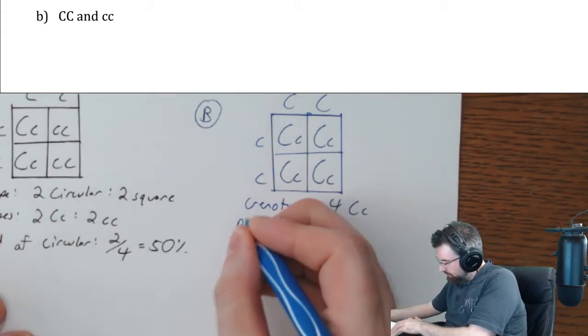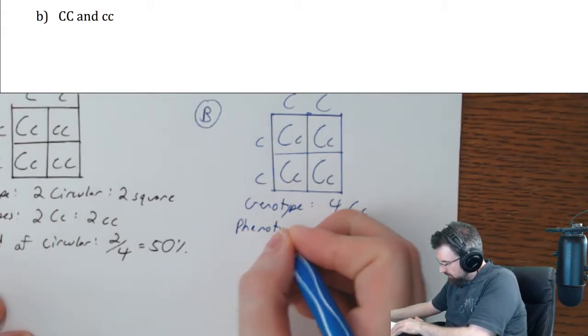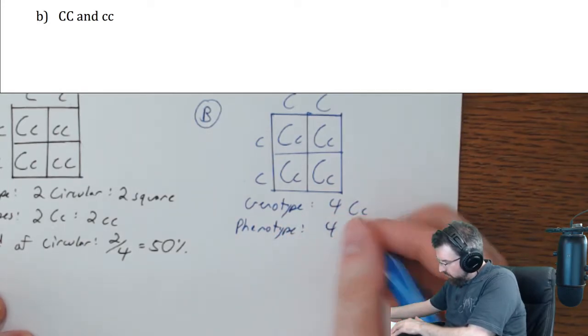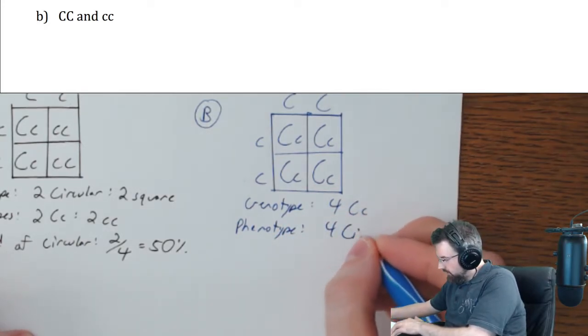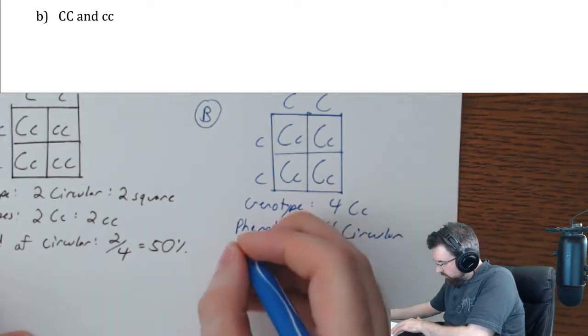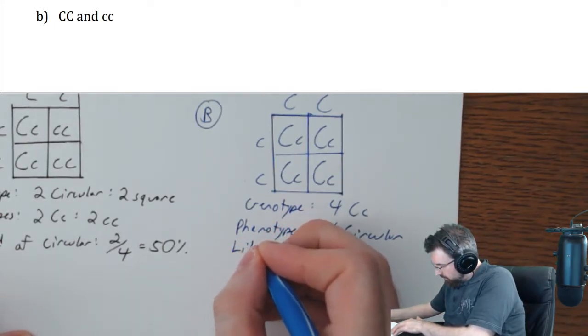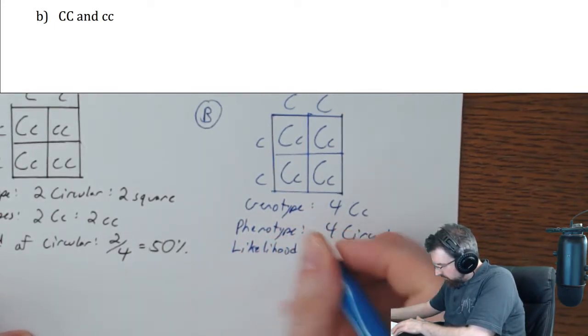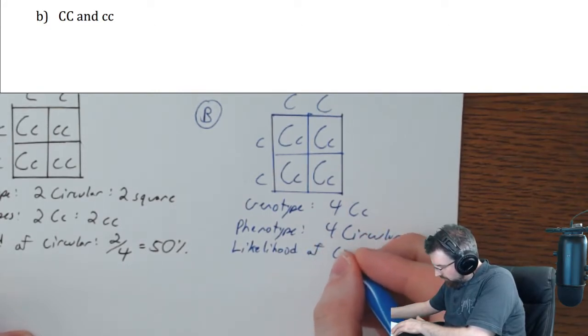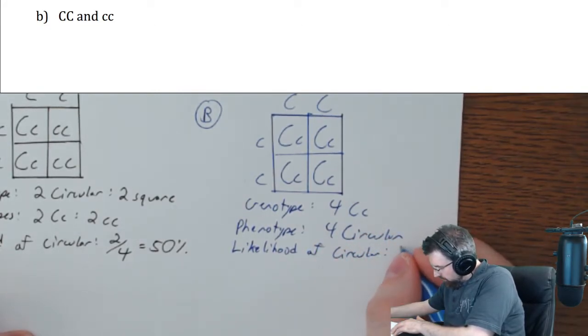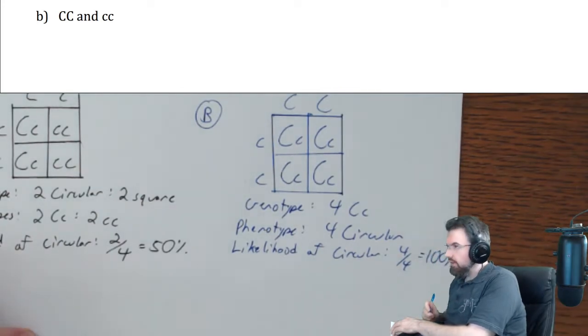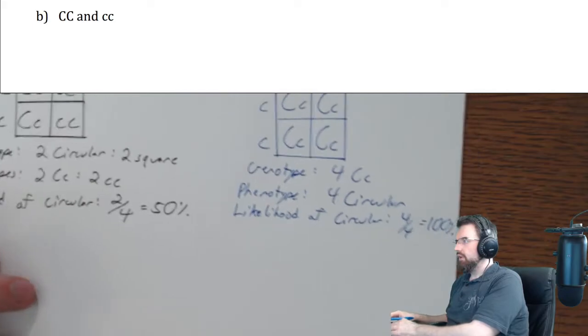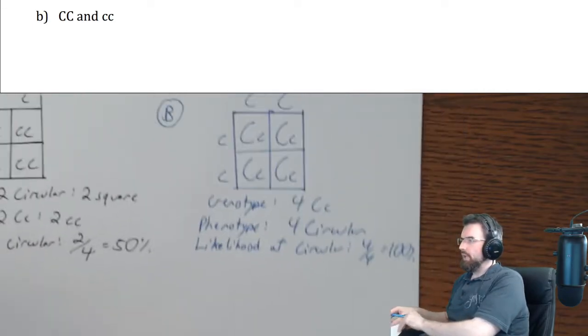Our phenotype is going to be 4 circular. So the likelihood of circular is going to be 4 out of 4 or 100%. There we go. Running out of space on my paper.